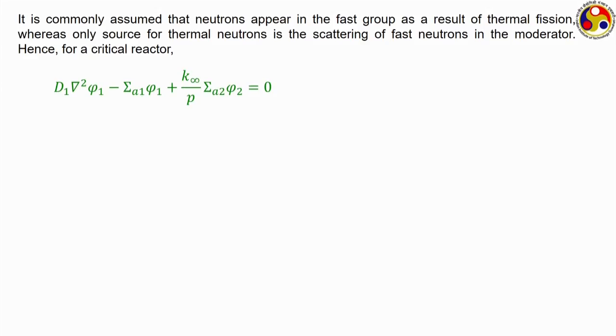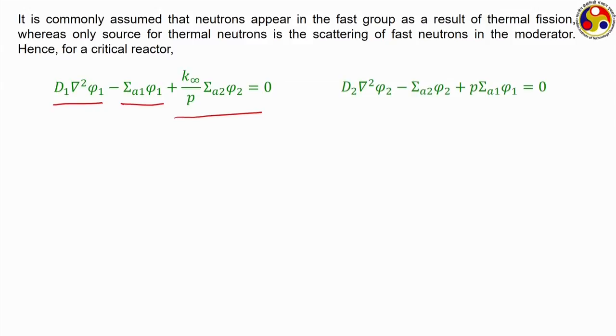So, for a critical reactor, we can write two different balance equations. This is for the first group. Here the first term is the diffusion of first group neutrons, then absorption of first group neutrons, because of which the number of neutrons will decrease, and third is the production of first group neutrons. Of course, k infinity gives you the infinite multiplication factor, and once you divide that by the resonance escape probability, this is the rate that we are going to get.